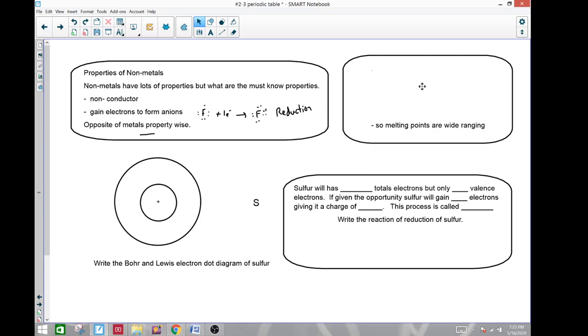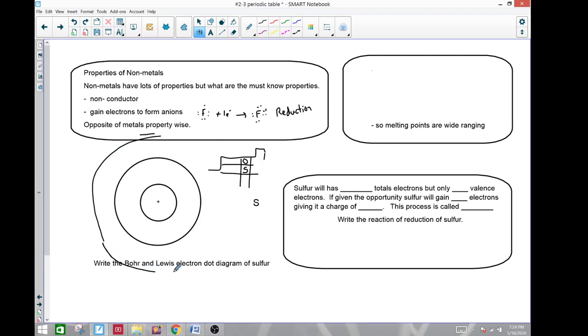Okay. So it says here, write the Bohr and Lewis diagram for sulfur. So you'll find sulfur in the periodic table. It's right under oxygen. So right off the bat, let's find it on the periodic table, and you'll find it right here. It's not in the first row, not in the second row, but it's right below oxygen. So it has the same number of valence electrons as oxygen, but it has one more row. So it's got 3 rows. We're going to have to add another row on this guy if we want to do elemental sulfur.